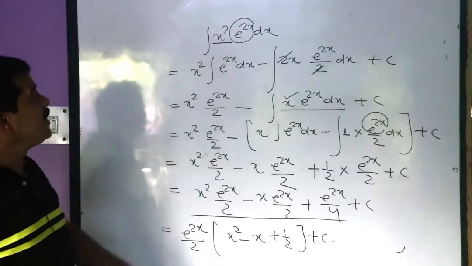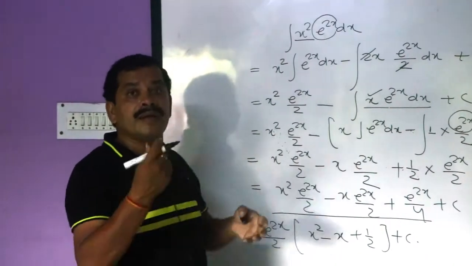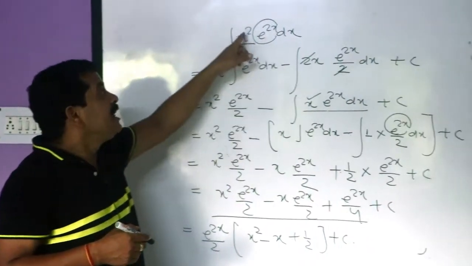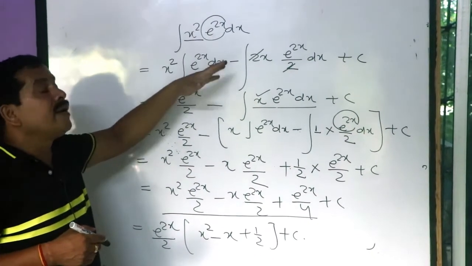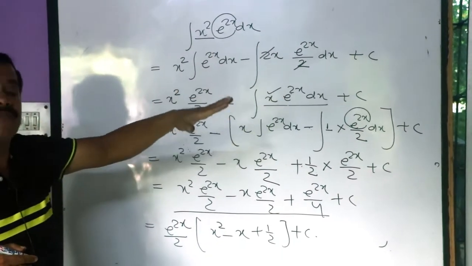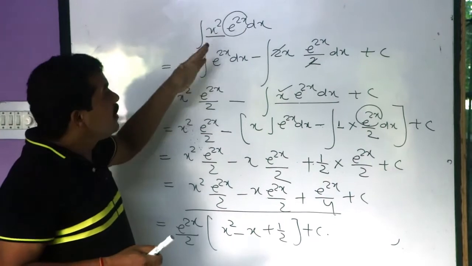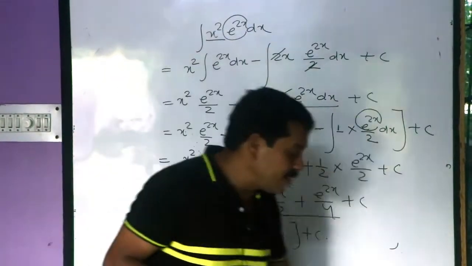So the first derivative becomes a first degree polynomial. Then we evaluate the integration by using integration by parts again. If here it is x cube, then we have to use integration by parts three times. Depending upon the power of x, the number of times of integration by parts will be determined like that.